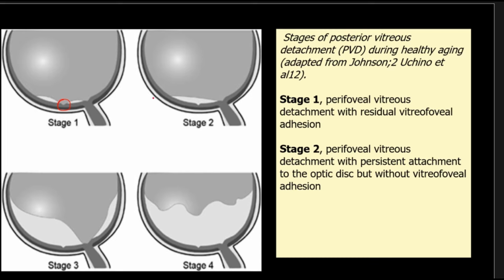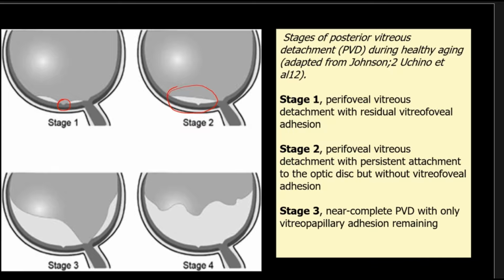It means that the vitreous has nicely separated off not just perifoveally but also at the foveal region, but it is still attached to the rest of the retina and also at the disc. Stage 3 is near complete posterior vitreous detachment with the vitreous being adhered to the retina only near the disc, right? This is known as vitreopapillary adhesion. And when the vitreous has completed its separation, even from the disc or from the optic nerve, that is referred to as a complete posterior vitreous detachment.